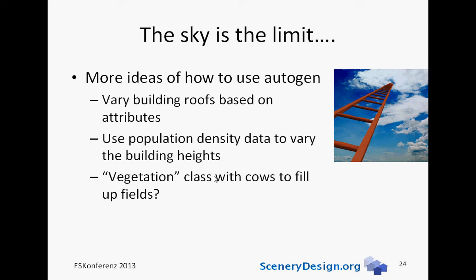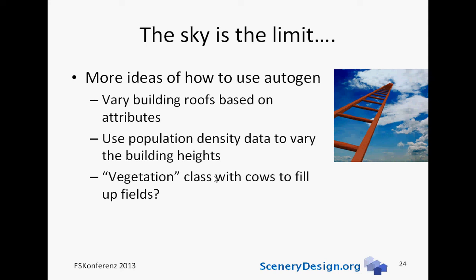So to summarize this a bit, I just explained the basics of Autogen, and I think a lot more can be done with Autogen. Sort of the sky is the limit, I would say. Just a couple of ideas of things that you could still do with GIS data and with Autogen. Now I just created some buildings, but if you have additional attributes, you could have a different roof type for different buildings. For example, buildings in an industrial zone are much more likely to have a flat roof, while buildings in a residential zone probably have more a peaked roof or a gabled roof.